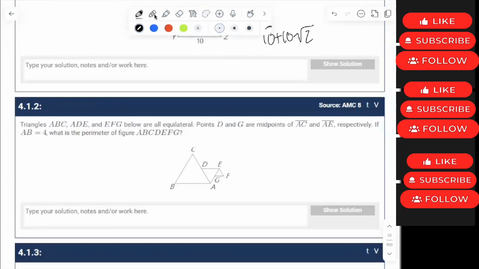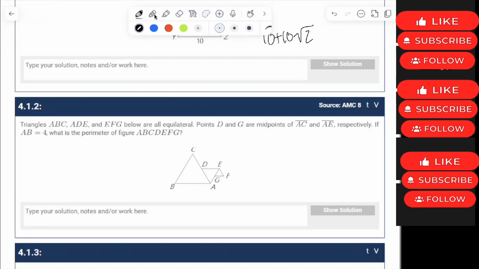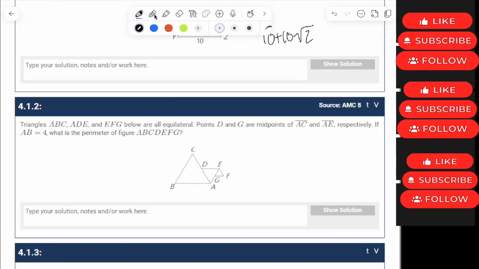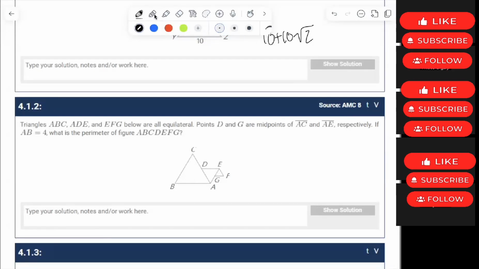Right? Now we have 4.1.2. Triangles ABC, ACE, and EFG below are all equilateral. Points D and G are midpoints of AC and AE. If AB equals 4, what is the perimeter of the figure ABCDEFG? And this is from the ANCA. Have a try on this question and tell me after in chat.